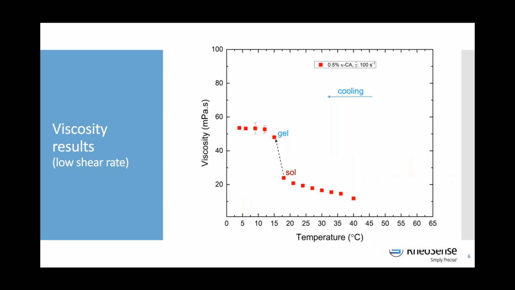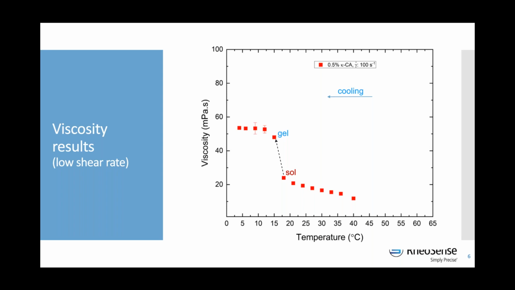After this quick review of instrumentation and sample preparation, I'm going to go over the viscosity data I collected from our VROC Initium and share some results with you. This figure shows changes in the average viscosity as a function of temperature under a constant shear rate of 100 inverse seconds for a solution of 0.5 weight percent carrageenan in DI water. This sample was cooled from 40 degrees C to 4 degrees C.